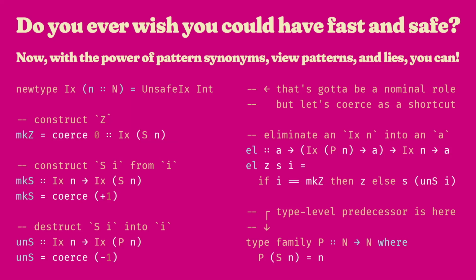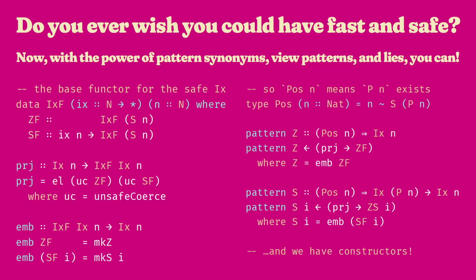And then we also define an eliminator. And the eliminator will just do the standard thing when you eliminate a natural number, or an index in this case. And it will do the exact thing where it says, if it's 0, then do the 0 thing. If it's a successor, do the successor thing.